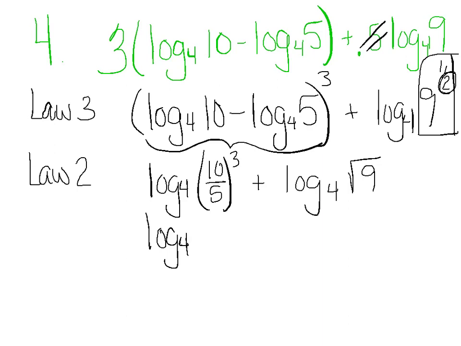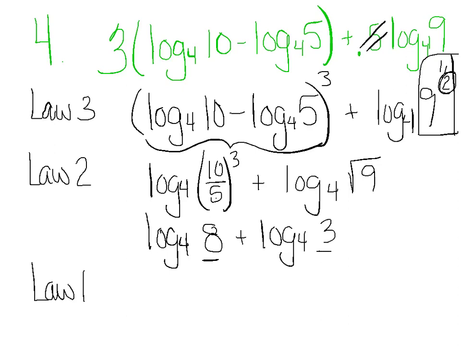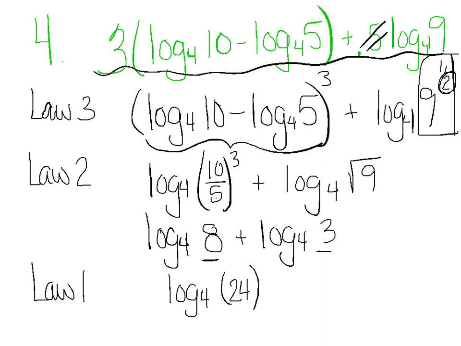I really have log base 4, 10 divided by 5 is 2, and 2 cubed is 8. Plus log base 4, the square root of 9 is really 3. And lastly, I'm just going to apply law 1. When I see addition, that's just telling me I'm going to multiply those two. So I've got log base 4 of 24. So all of that nonsense in the beginning actually cleaned up to this really nice simple log base 4 of 24. So hopefully you followed me today.